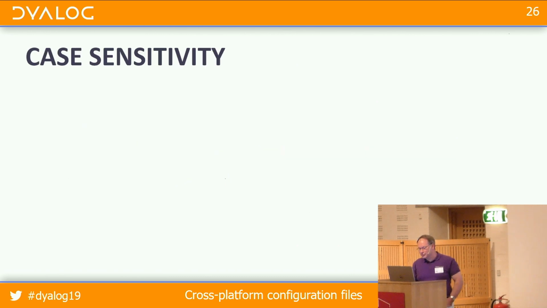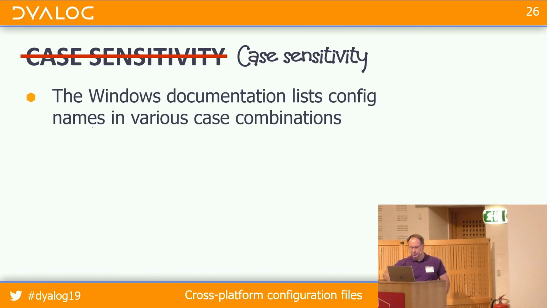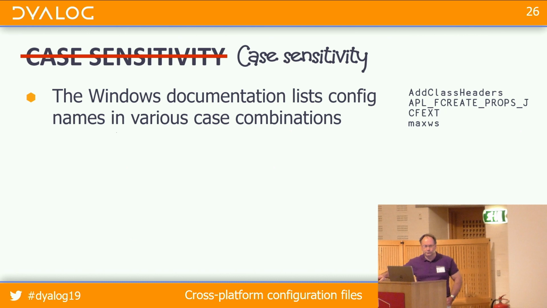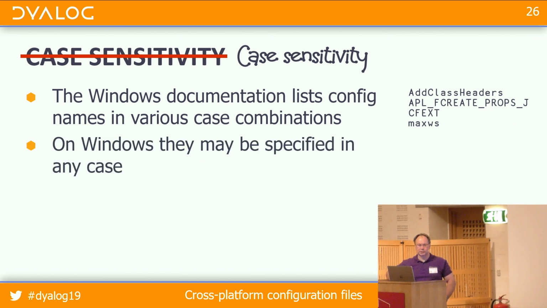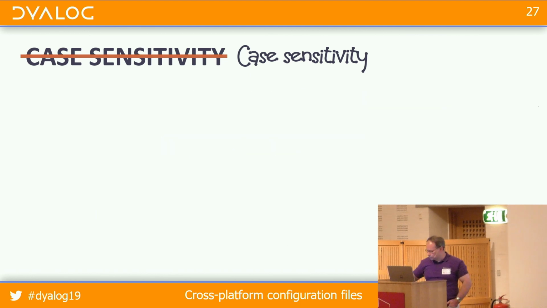Right, so the last remaining problem is case sensitivity. And this is a big problem, because at the moment our two systems are not compatible. We say in the Windows documentation that the names have all various different cases. I think when they were added, we thought, what is the most natural casing for this particular name? And they're all over the place. In fact, on Windows, you can specify them in whatever case you like, and the interpreter will accept them. And on Linux and other Unixes, you have to specify them in uppercase. So they're totally inconsistent. So now we have to decide in a configuration file, what do we do?